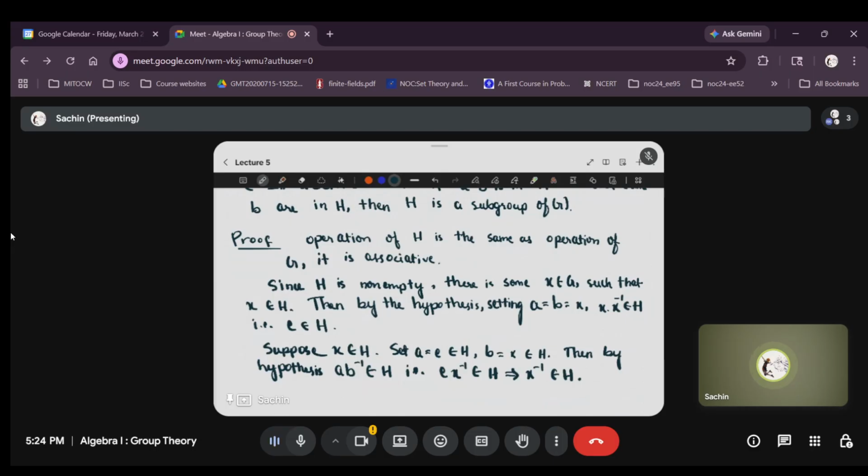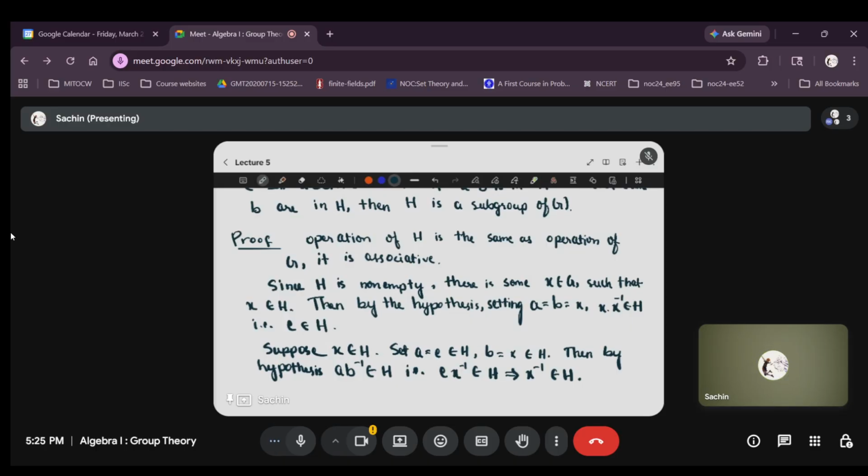Yeah. First, we showed that we can pick any arbitrary element A, and since A is in H, A A inverse must be in H. That is, E is in H. Now, since E is in H, for any element X in H, E X inverse must be in H. So X inverse must be in H. Then we have to show closure. If X and Y are in H, XY is in H.